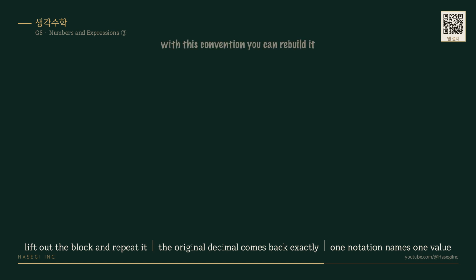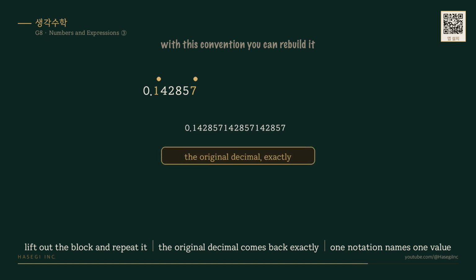With that convention, you can run it backwards. Lift out the block between the dots, repeat it along the tail, and the original decimal comes back exactly. One finite piece of notation now names exactly one infinite decimal. That is the job those 2 dots do.